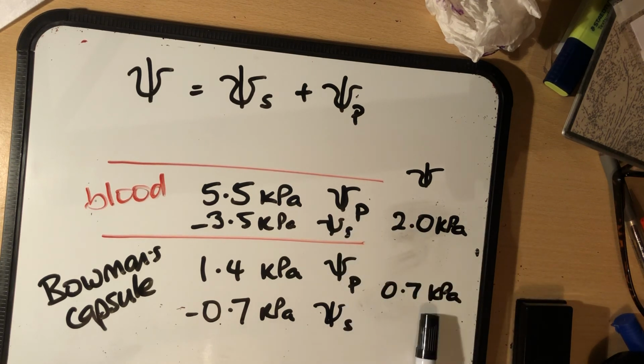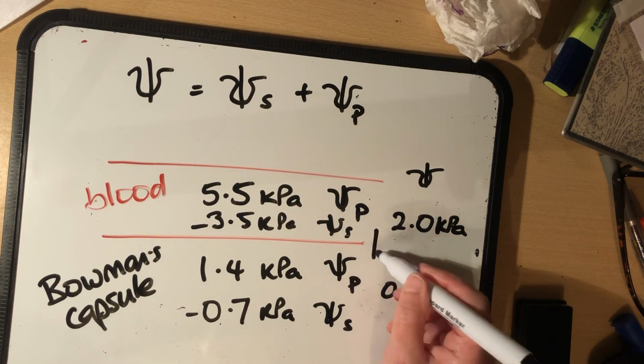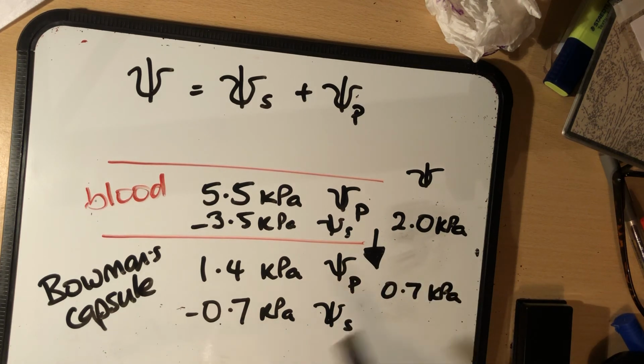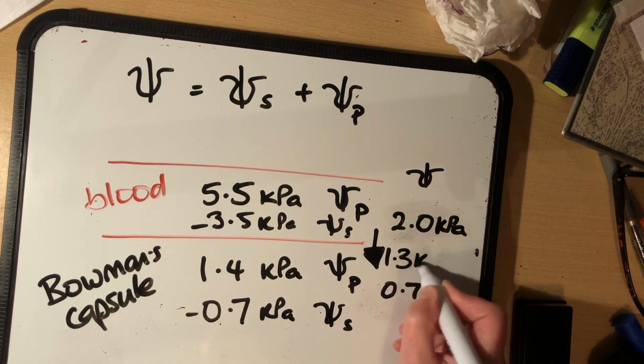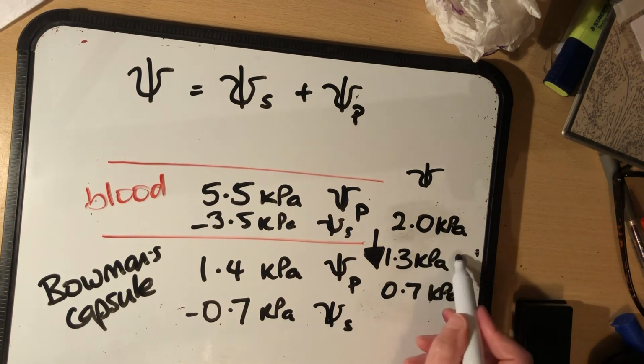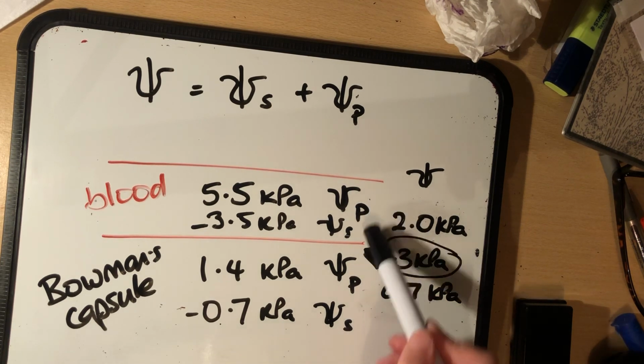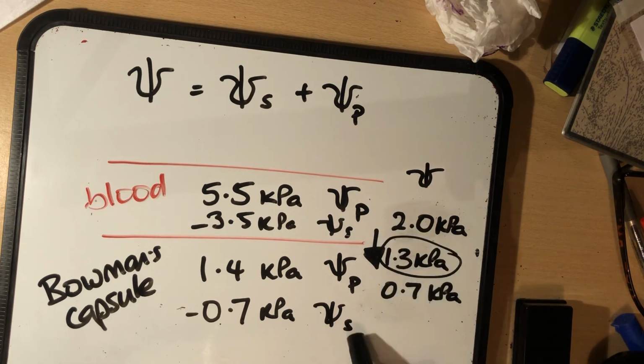So 2 there, 0.7. Think of osmosis. Osmosis is movement of water from a high water potential to a low water potential. So water is going to move in that direction. That's what we call the filtrate pressure. The net filtrate pressure would be the difference, so it's going to be 1.3 kilopascals, 2 minus 0.7, 1.3 kilopascals. That's your filtration force, and that's forcing the fluid from the blood into the Bowman's capsule.